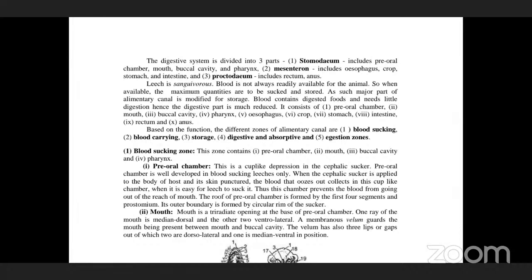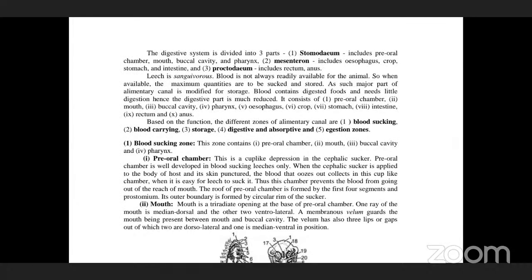Based on function, the alimentary canal is divided into different regions: blood sucking, blood carrying, storage, digestive and absorptive region, and egestion zone. The blood sucking zone consists of the preoral chamber, mouth, buccal cavity, and pharynx.